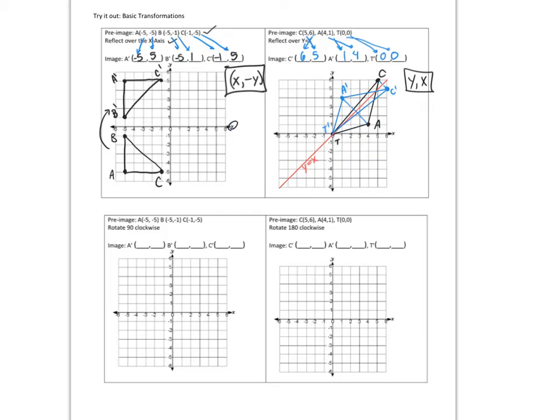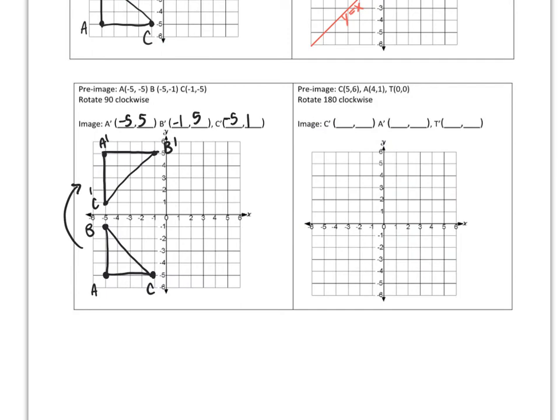This is just kind of a review, so why don't you try the rotations on your own? Hit play when you're ready to see the answer. So here for this first one, we rotated 90 degrees clockwise, so the same direction as the clock. This is the same thing as rotating 270 degrees counterclockwise.